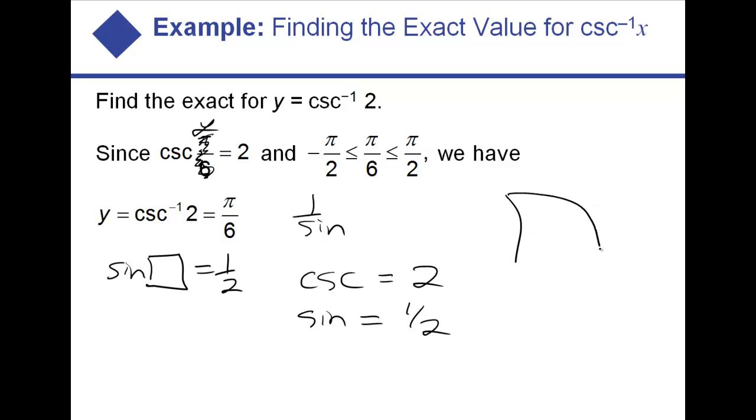And again, you'll see why it's so important to really get to know this first quadrant. This is when your height is 1/2. That's your first one. That's 30 degrees. So that's pi over 6. And that's why the answer is pi over 6. Okay, so it all comes back to drawing the picture. Just draw the picture.